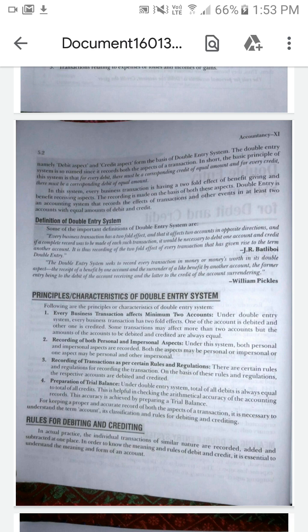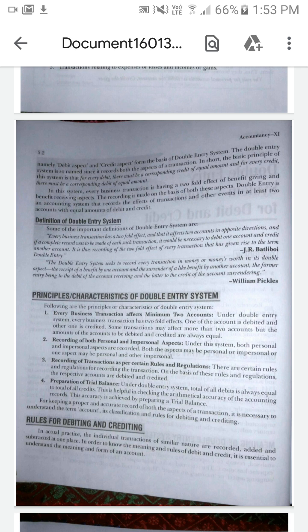In the trial balance, three columns will be there: particulars, debit balance, and credit balance. We will write each transaction's debit balance and credit balance, and after writing all of them, if you add the debit side and the credit side, both balances should be equal. This is the trial balance. It is very helpful in checking the arithmetical accuracy of the accounting records, and this accuracy is achieved only by preparing the trial balance. Later we will study thoroughly how the trial balance is prepared.